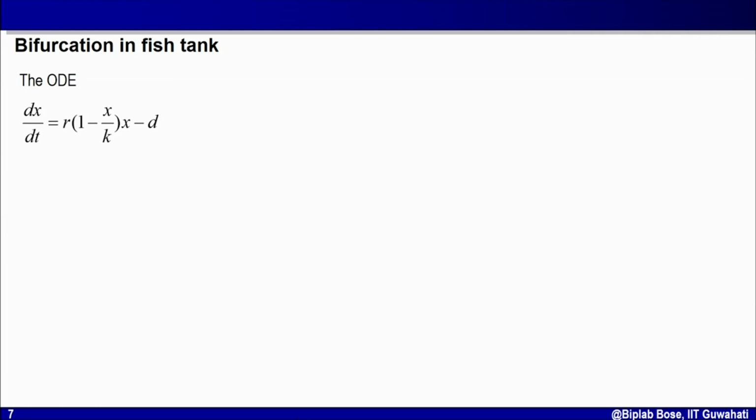So the rate of change of the number of fish is dx/dt = r(1 - x/k)x - d, where k is the carrying capacity, r is the rate constant for growth, and d is the constant rate at which we are removing the fish. So I want to see whether this system has bifurcation with respect to this parameter d or not.